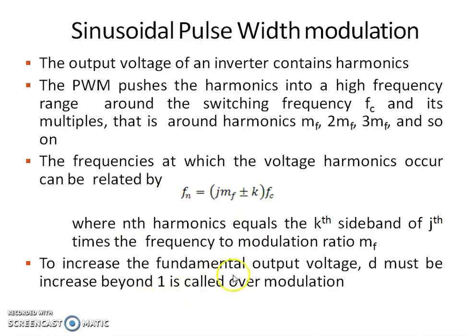To increase the fundamental output voltage, the pulse width delta must be increased beyond 1, which is called over modulation. By increasing the pulse width delta, we can increase the fundamental output voltage. This is known as over modulation.